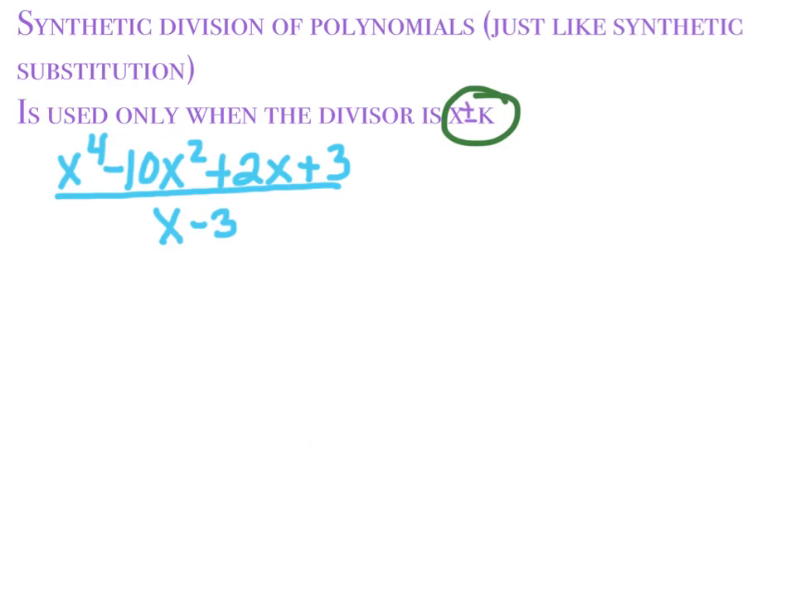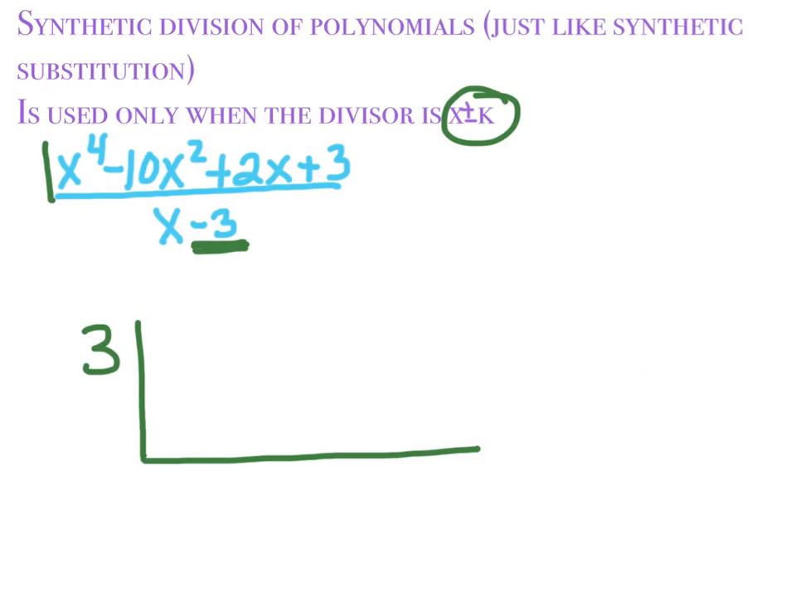Alright, so when you are dividing by x plus or minus a number, you take the opposite of that number, because if x minus 3 was a factor, then x would equal 0 at 3. So you take the opposite of that number, 3, and make this box 2 lines deep, just like with synthetic substitution. We put a 1 for the x to the 4th. We don't have an x cubed, so we put a 0. We have a negative 10, a 2, and a 3. And then the process is exactly the same.